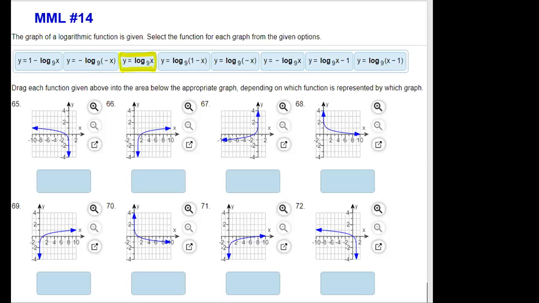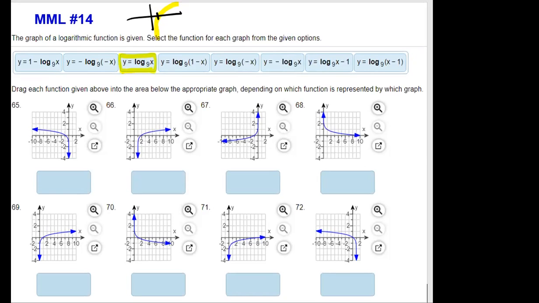Doesn't matter what base it is. It's base 9. You could have base 7 or base 5, but just log base whatever of x. And I'm looking for that graph that looks like it's going to go through (1, 0). And the log graph looks like this.